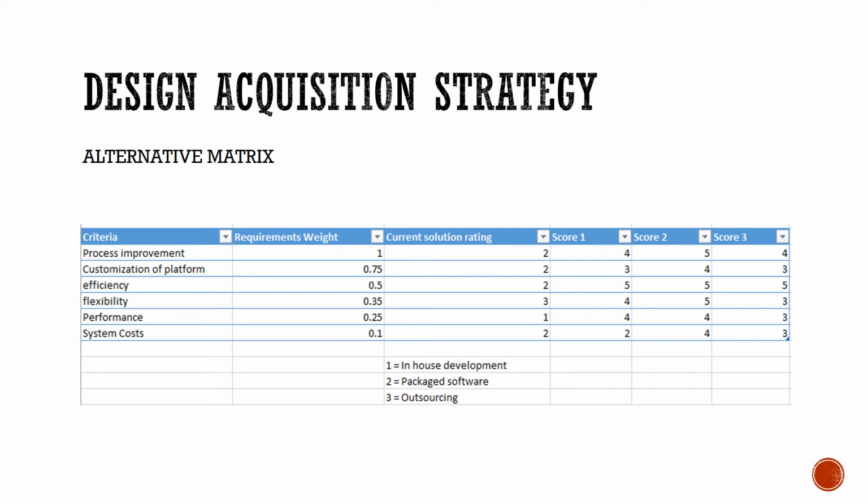The criteria we decided to go with was process improvement, customization of platform, efficiency, flexibility, performance, and how much the system actually costs. After looking at the different weights, how we value it, and how the different solutions ranked relative to those weights, we determined that packaged software was going to be the best alternative for our organization.